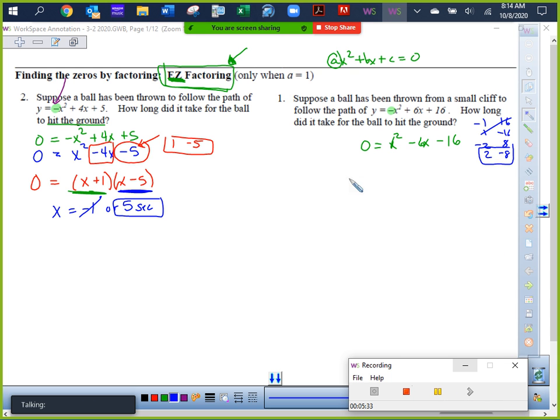So we found our two numbers to be 2 and negative 8. Since this is an easy factorable situation, it's just going to be x plus 2 times x minus 8 equals 0. And to solve, we do the zero product property. X could equal, what value of x makes this 0? Negative 2. And what value of x makes this 0? 8. Story: how long did it take for the ball to hit the ground? Negative 2 doesn't make any sense for that story, so we're going to cross it out and put 8 seconds. You okay with that? That's easy factoring because the a value is 1.